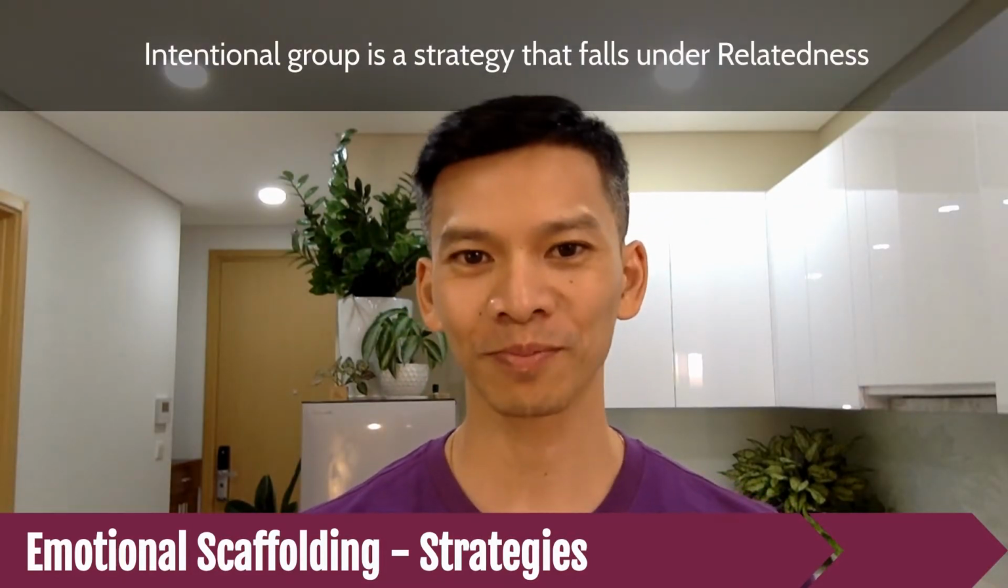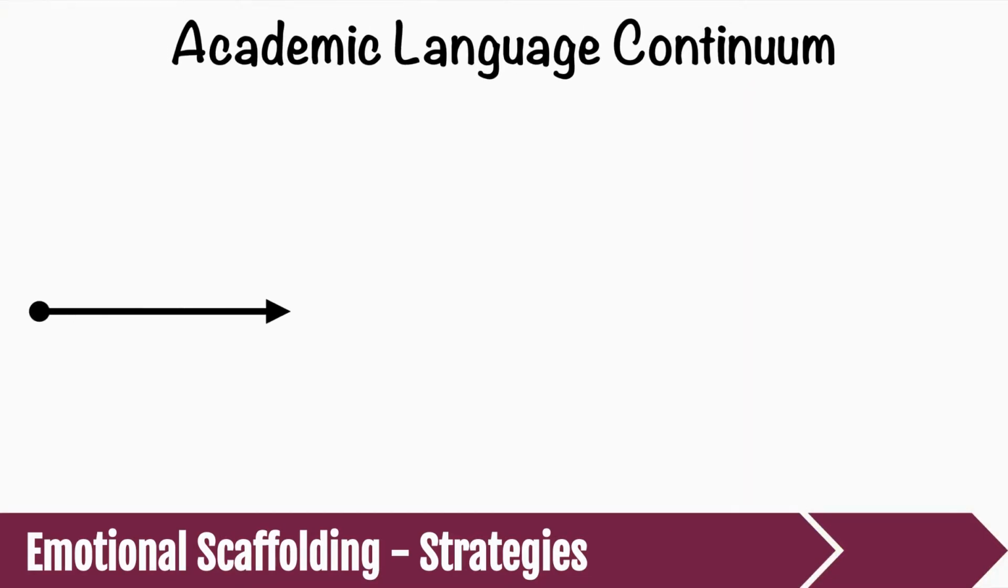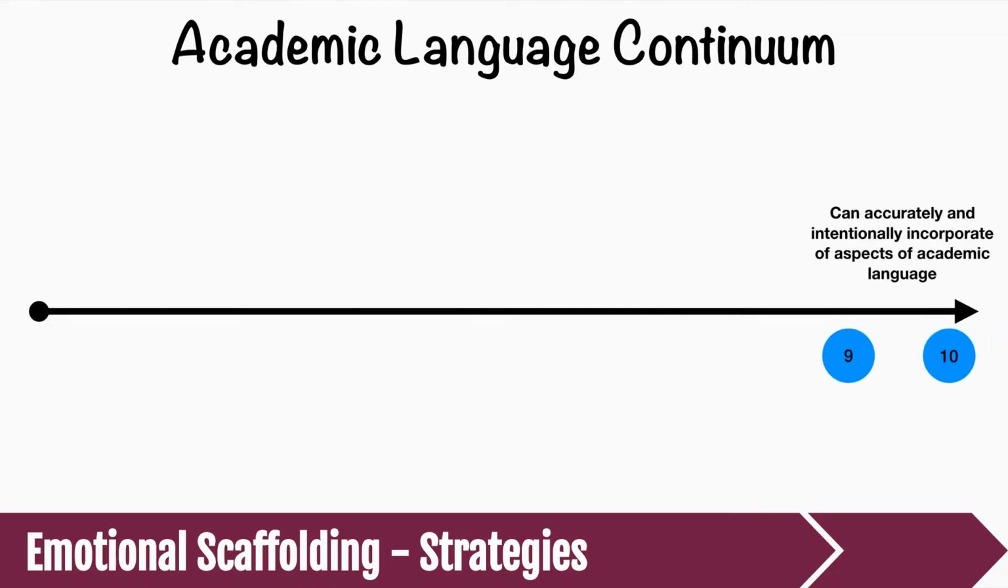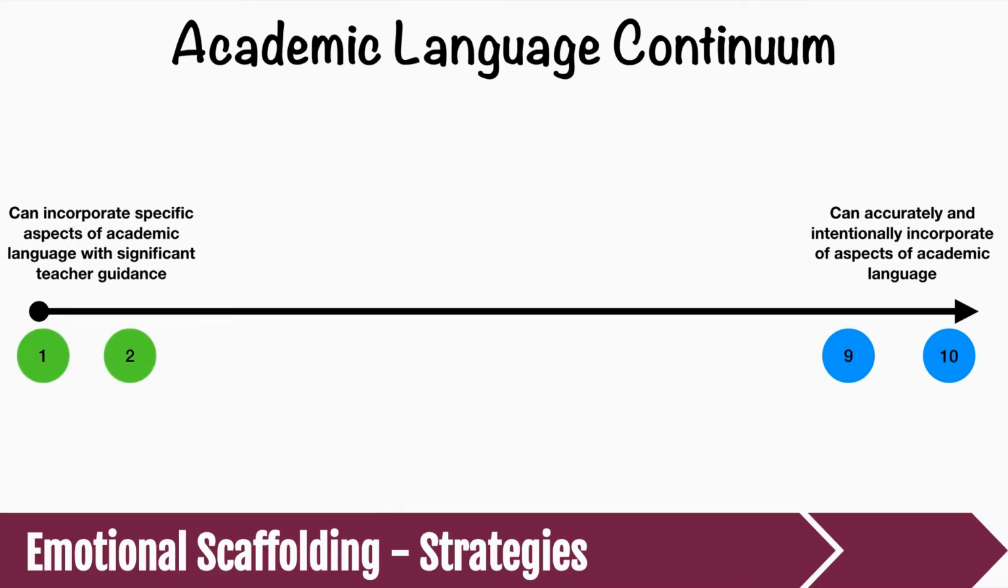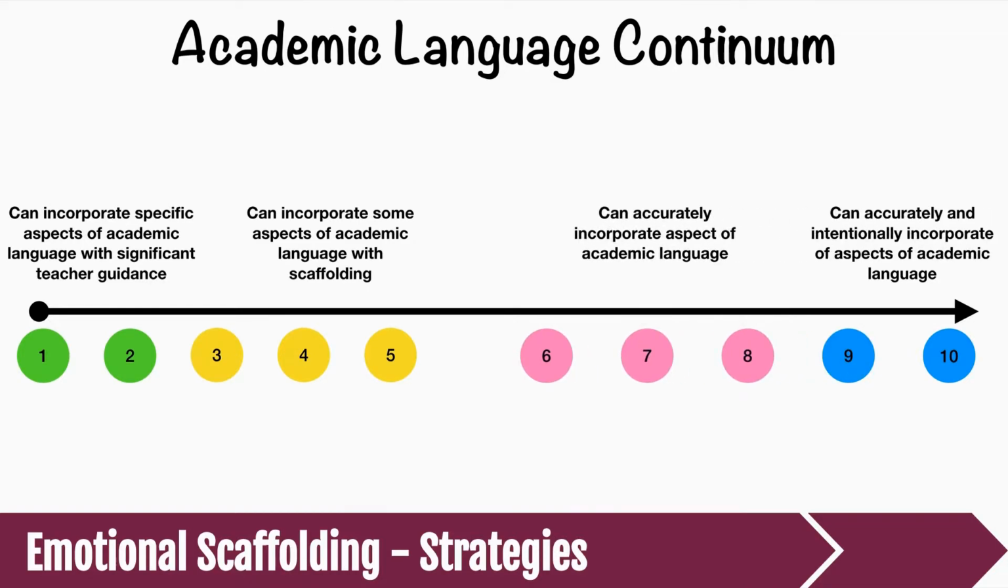Intentional groupings. Here is an academic language continuum. The students at this end are the students who have significant mastery of academic language. At the other end of the continuum are students who are just using social language exclusively. This continuum reflects the degree of mastery of using academic language. In this continuum, ELs can be anywhere along the continuum, and non-ELs can also be anywhere along the continuum.